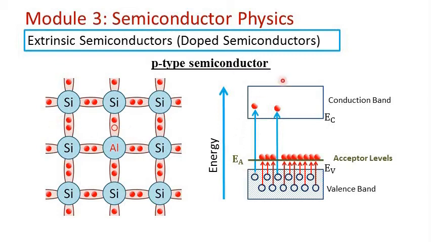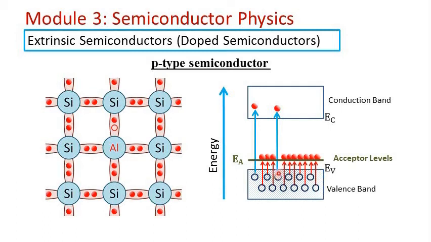Now from the energy band perspective, when we add trivalent impurity to the semiconductor, it gives rise to new energy levels called acceptor levels just above the valence band. So the gap between acceptor levels and valence band is very small, and with a little rise in temperature, many electrons from valence band go to the acceptor levels, giving rise to holes inside the valence band.